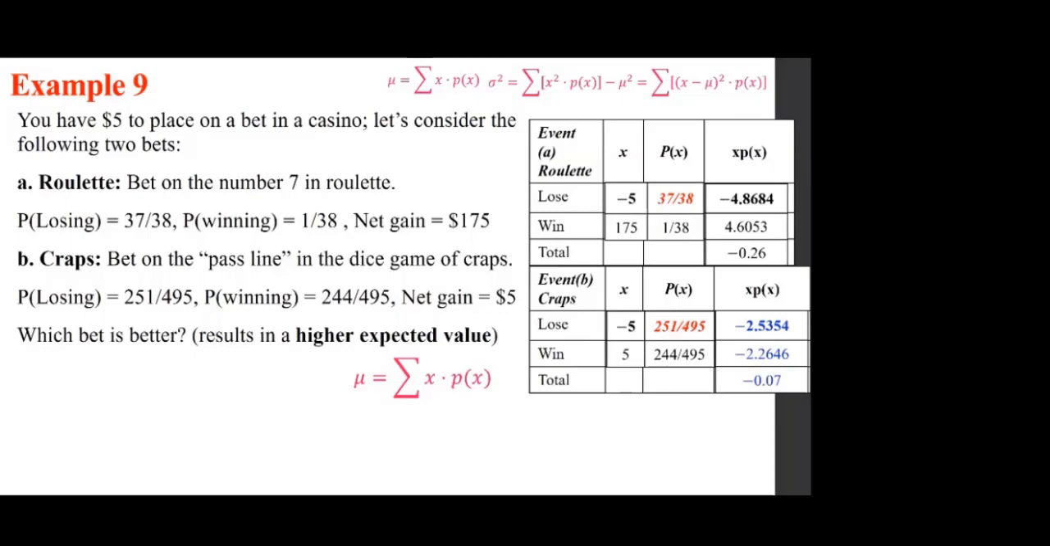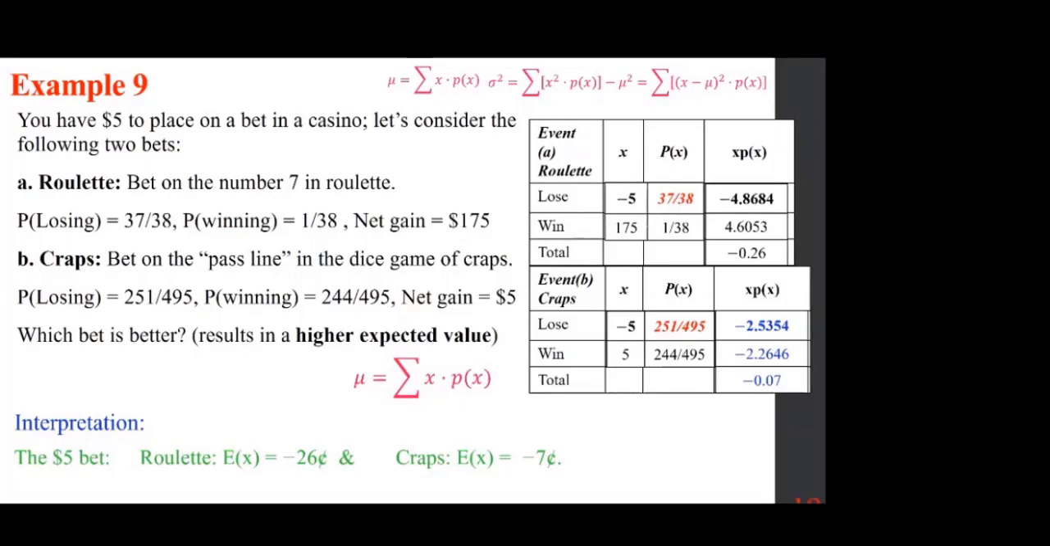And so here's the interpretation. When we bet $5, the expected value for the roulette is negative 26 cents. So every player on the average will lose 26 cents. And for craps, 7 cents. What does it mean? The craps game is better in a long run. And I can't emphasize this enough. Obviously, some people may go for higher risk, but that's how statistics work, the expected value.